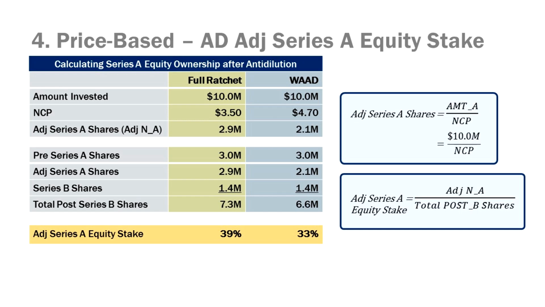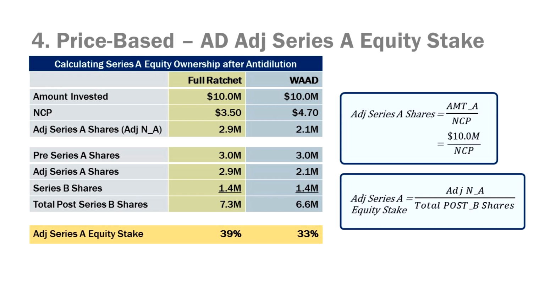So let's look at how successful anti-dilution has been in protecting the equity stake of Series A after Series B is completed. In this case, we assume that Series A will not exercise its right of first refusal and therefore not purchase additional shares in the Series B round. To calculate the adjusted equity stakes, we must recompute the total shares outstanding, taking into account the new shares awarded to Series A under anti-dilution.